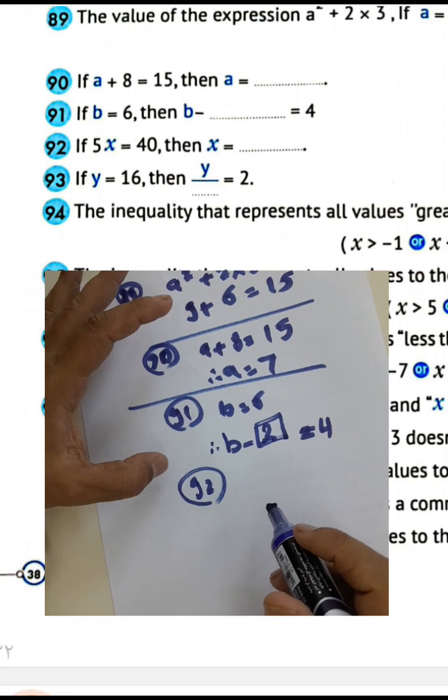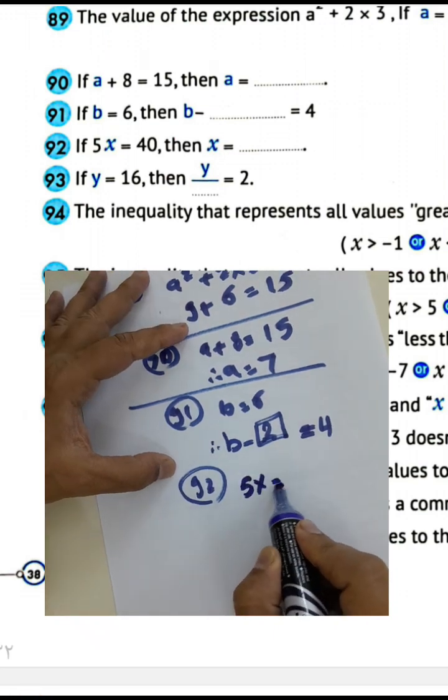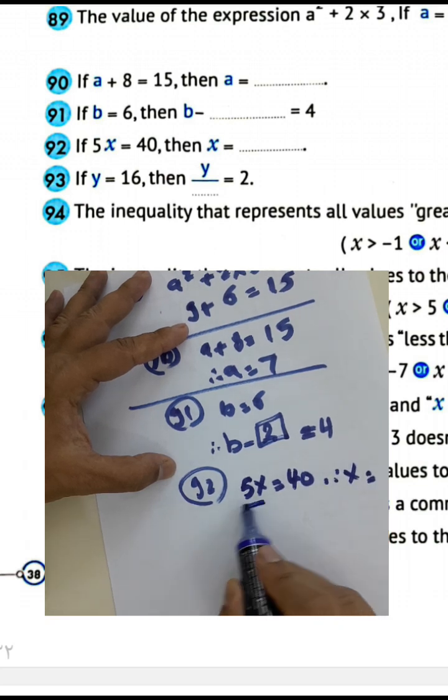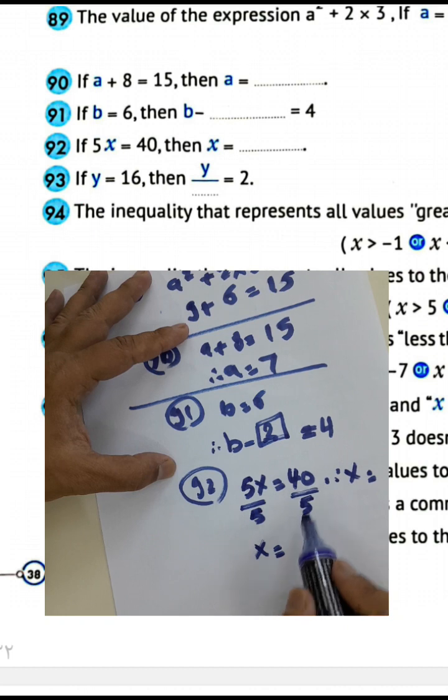Question 92. If 5x equals 40, then x will be equal what? We must divide it by the coefficient here, 5. 40 divided by 5 equals 8, then x here will be equal 8.